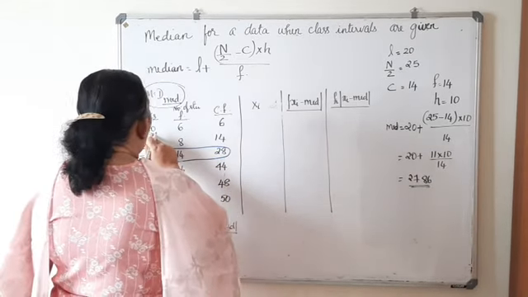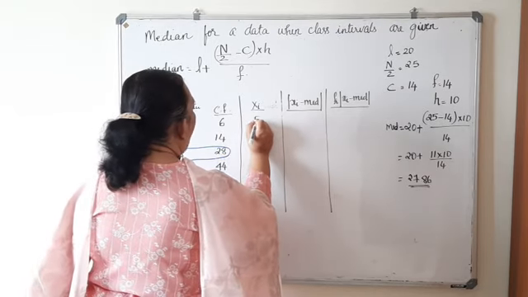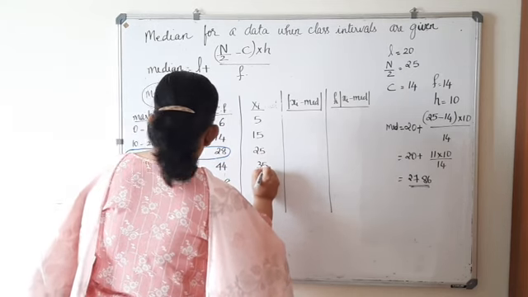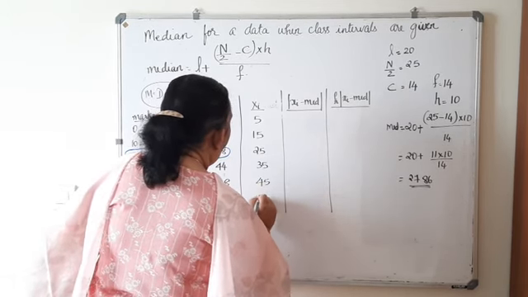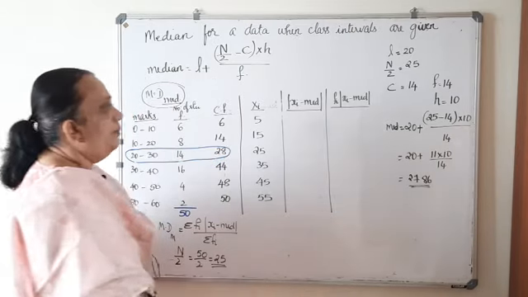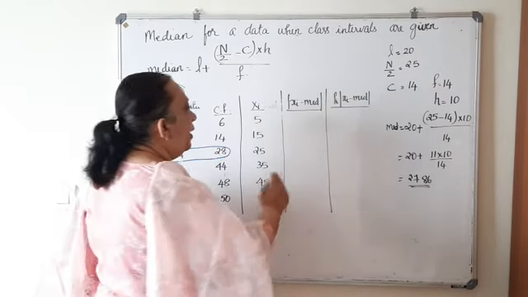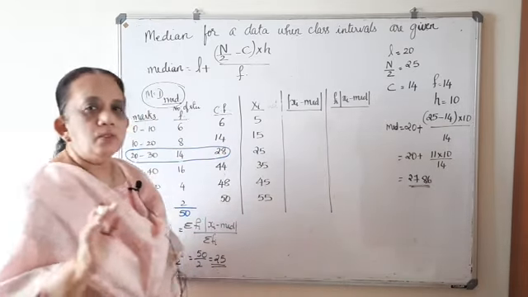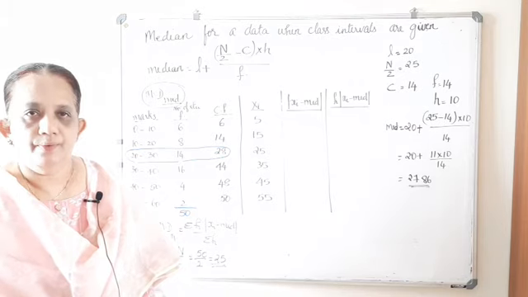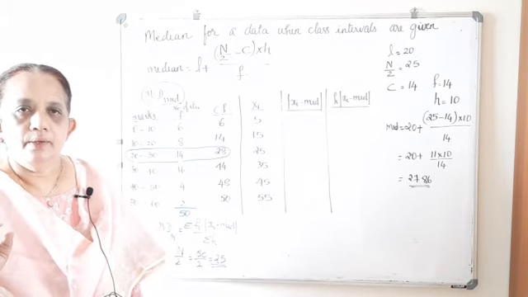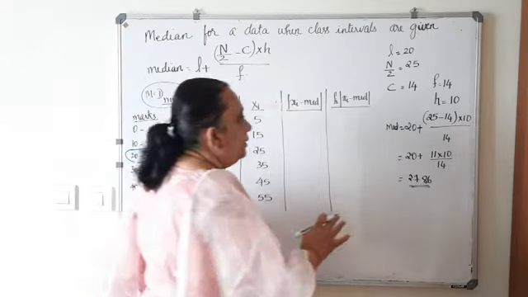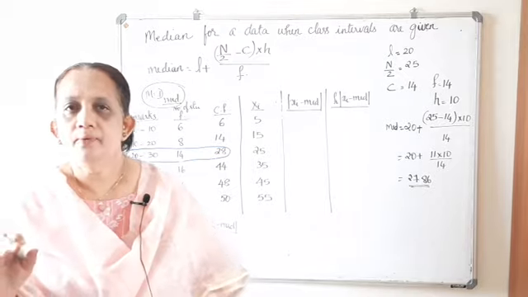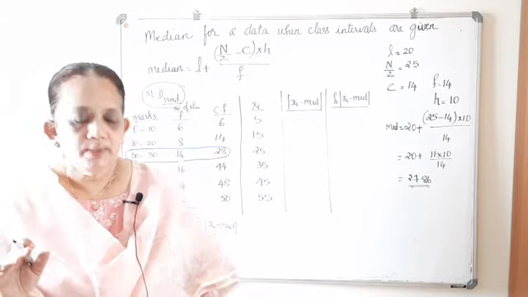Xi: 0 plus 10, 10 by 2 is equal to 5, 15, 25, 35, 45, 55. Now I am using the calculator and instead of finding xi minus median, I am finding modulus of xi minus median so that all the values will be positive. So that is it. You have to use the calculator. Moreover, the difficulty is that median you have got as a decimal number. So, to make the calculation faster and more accurate, use the calculator.